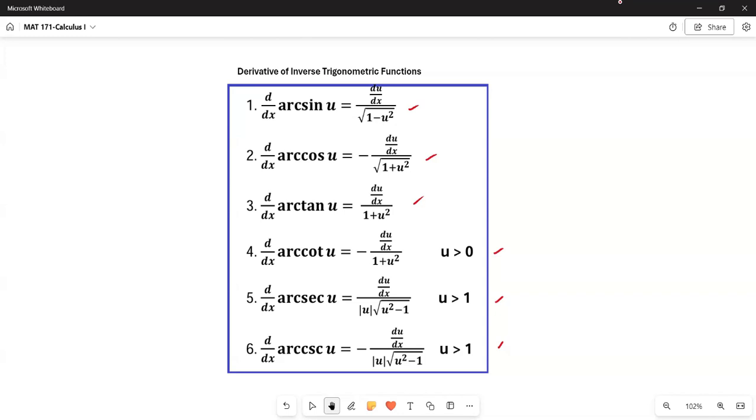Kumbaga, parang tatlong formulas na yung tatandaan nyo dito, tapos titingnan nyo na lang kung ano nga ba yung positive and negative sa mga arc functions natin. So ito ay for memorization para magamit natin sa ating problem. So now let's proceed to our examples para malaman natin kung paano nga ba ginagamit itong 6 na formulas na ito.